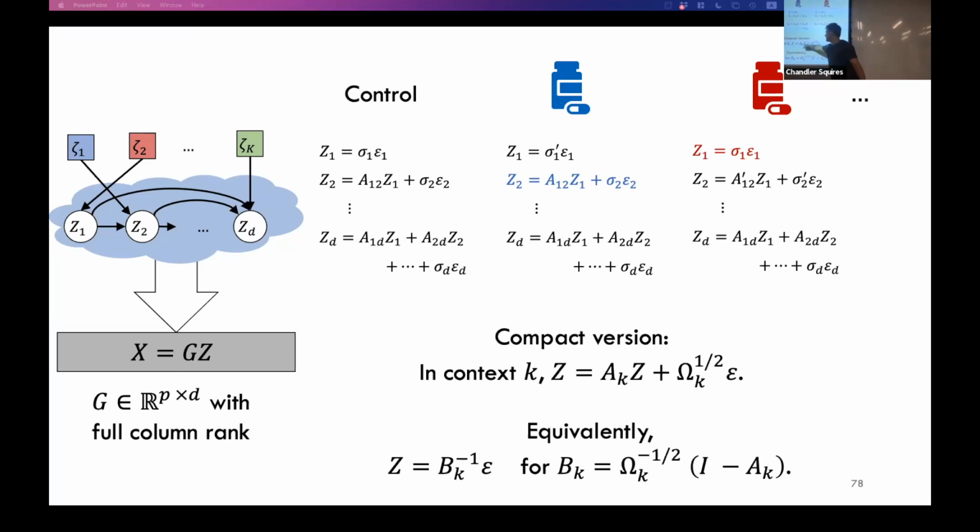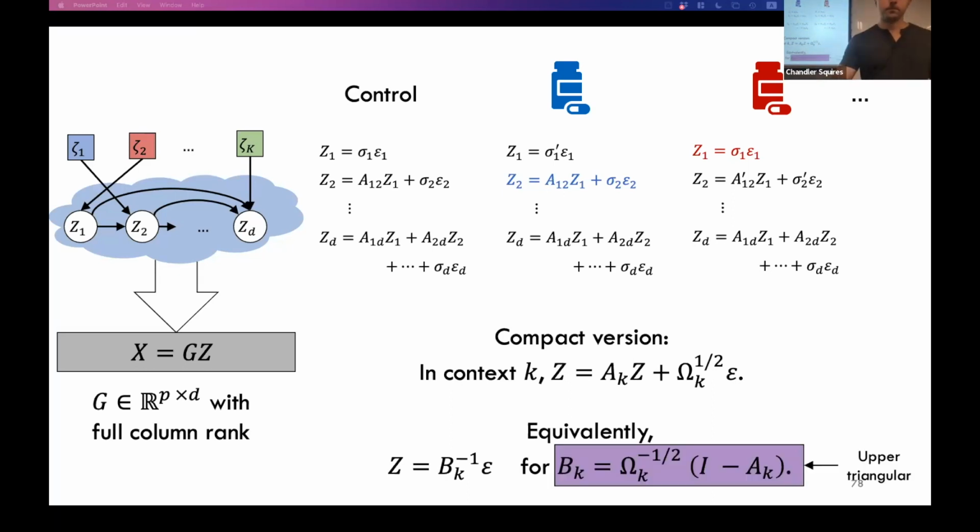And then re-expressing this, we can say that we pull this over to the other side and collect terms and invert, and we can say Z is equal to B_K inverse times epsilon, where B_K now contains information about both those noise terms, the variance of the noise terms, as well as the edge weights. And in our work, we're going to work with this being an upper triangular matrix.